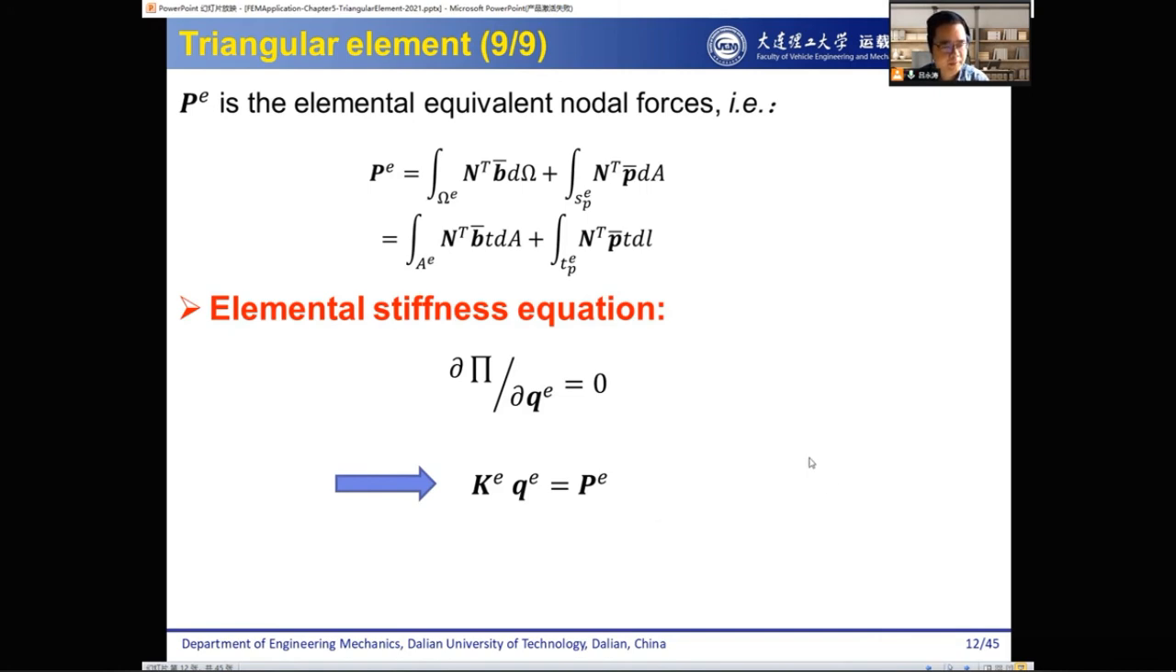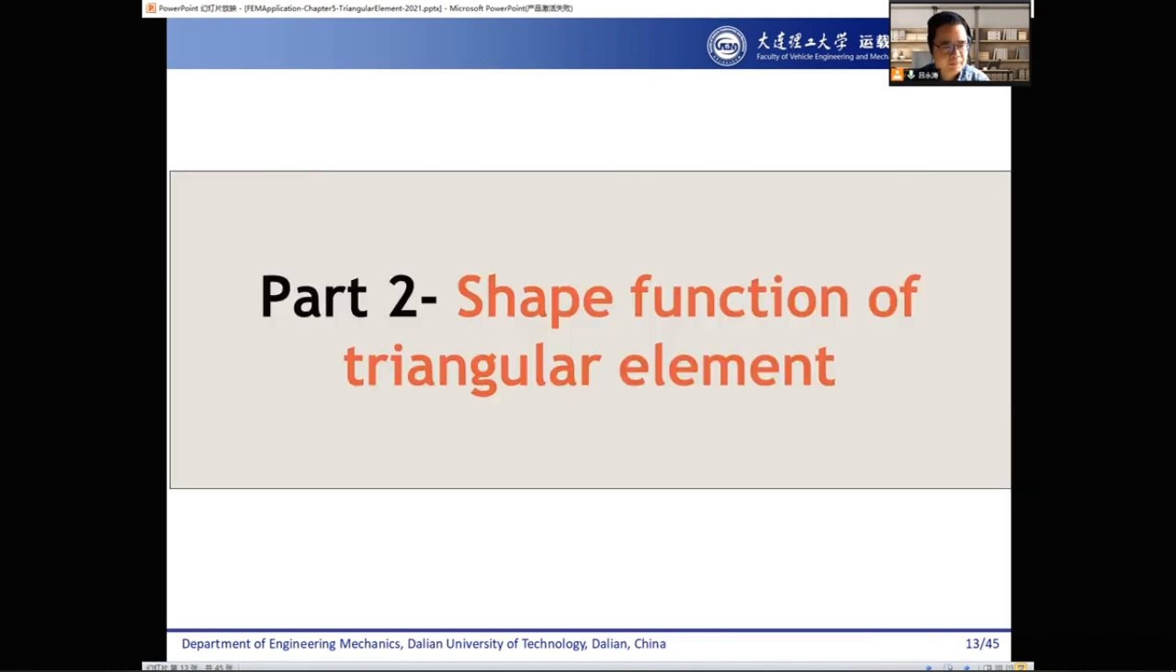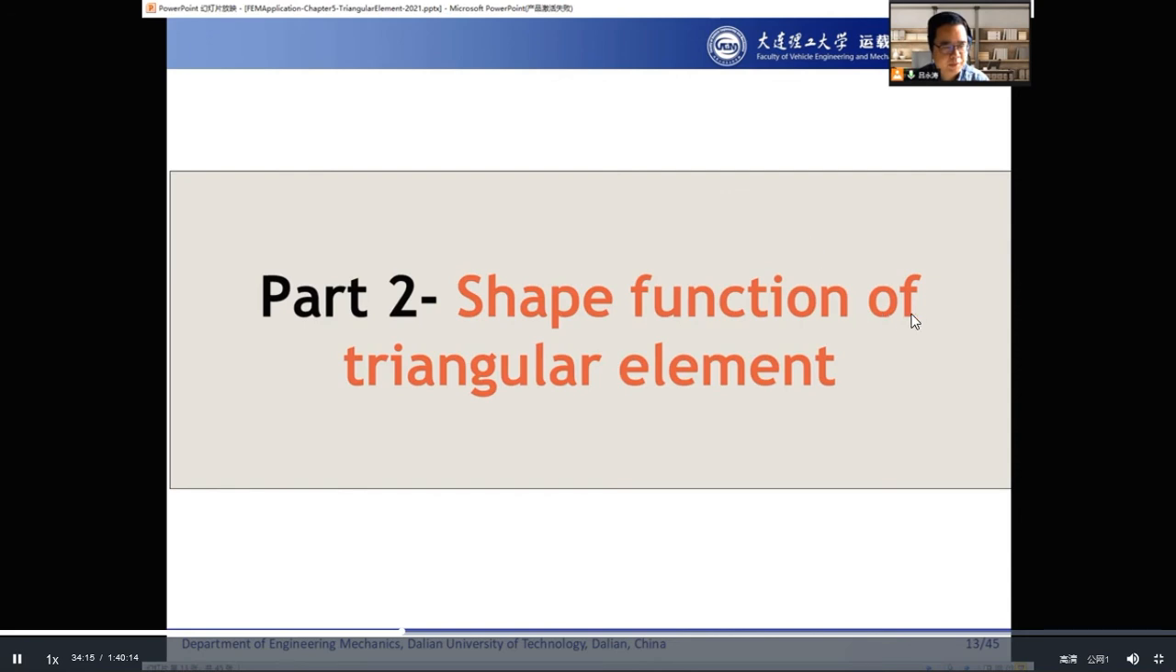So this is the whole procedure to obtain the stiffness equation for the triangular elements. Once you have those, then you can assemble to get the stiffness matrix for the entire structure. Then everything can be solved, and everything else will be similar to the beam and the bar element. Okay, so now let's have a look at part 2, the shape function of the triangular element.